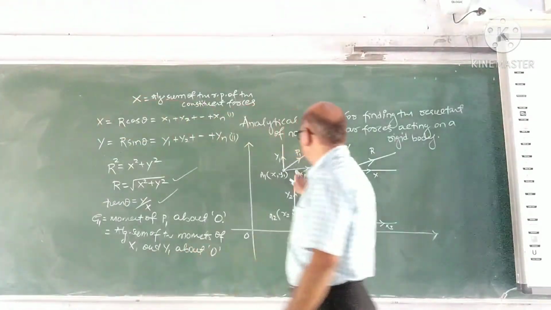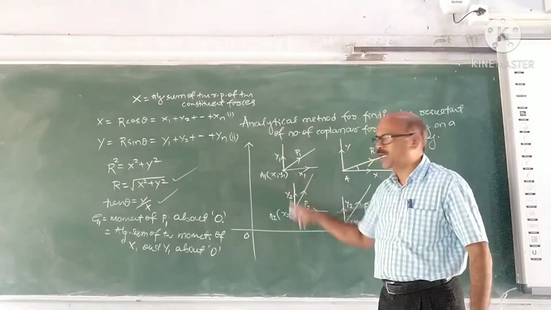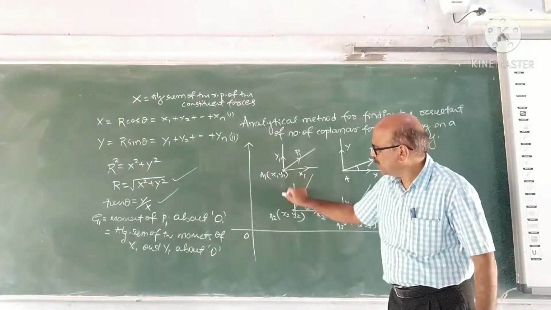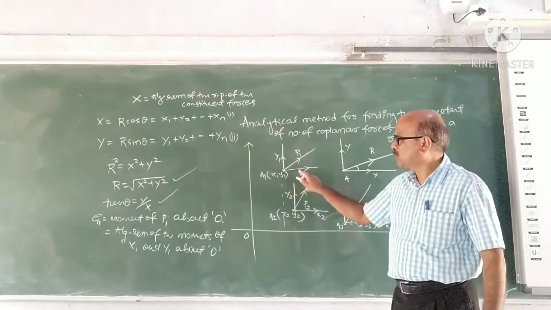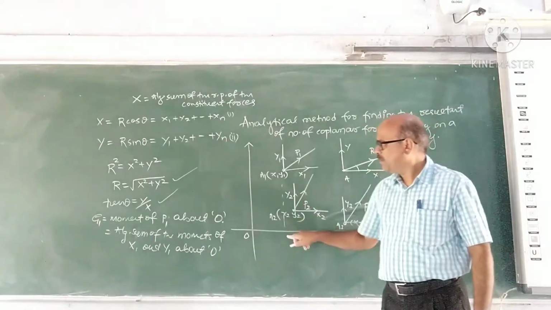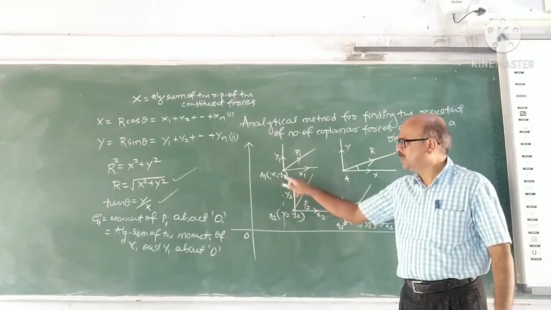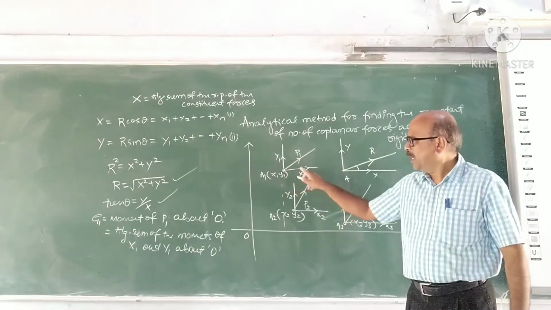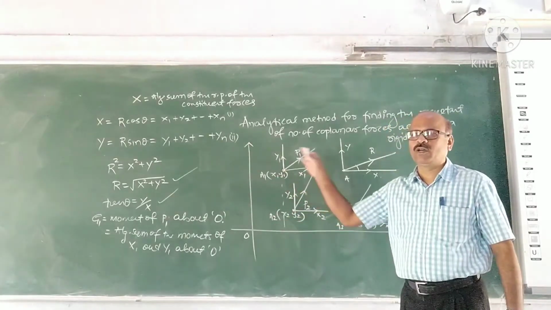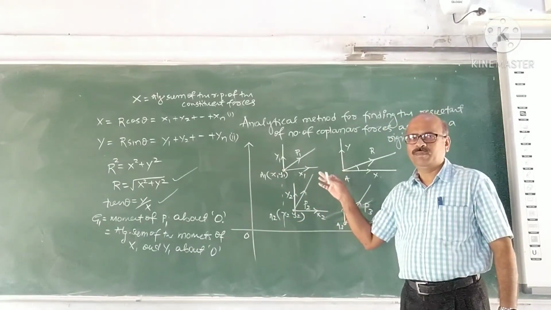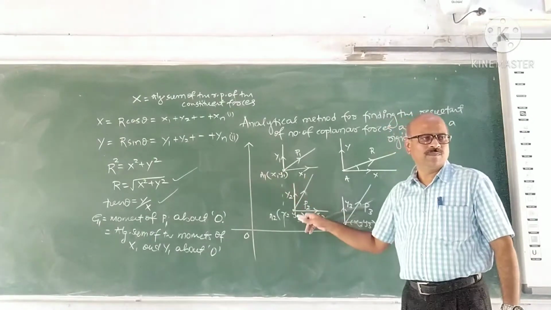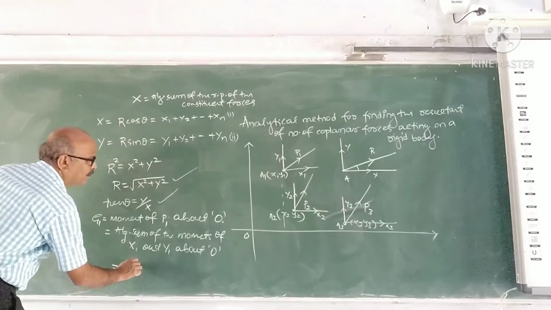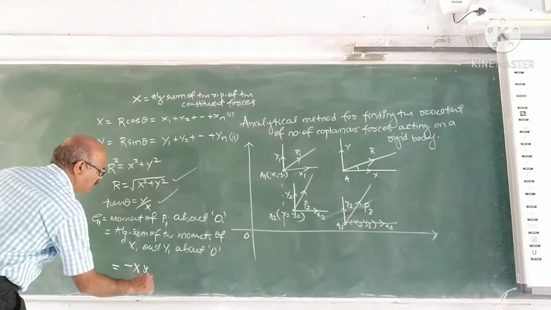To find the moment, we require force into perpendicular distance, and also the sign is important. What is the perpendicular distance of this X1 from O? It is this distance, y1, the y coordinate of the point. And is it a positive or negative moment? The moment is negative. Therefore, it is minus capital X1 into small y1.